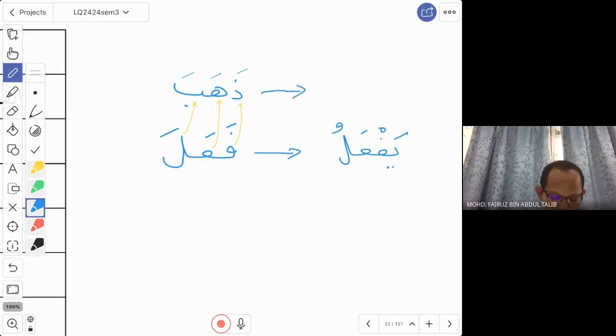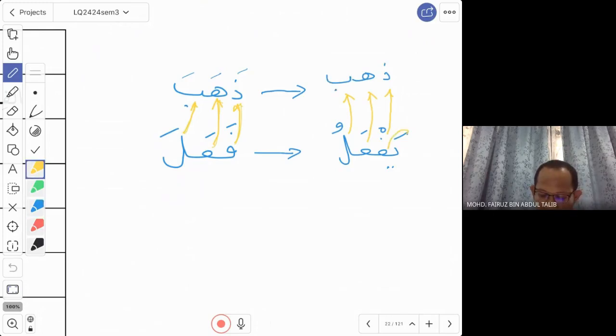So as we have done earlier, you link the wazan to the original huruf. This fa is referring to zal, so fa must be referring to the letter zal. And ain is referring to ha, so ain must refer to the letter ha. And lam is referring to the letter ba, so lam here must refer to the letter ba. So these are the root word, the fi'il.